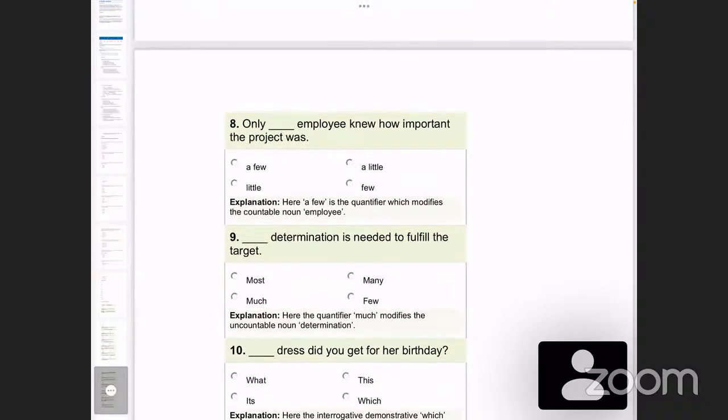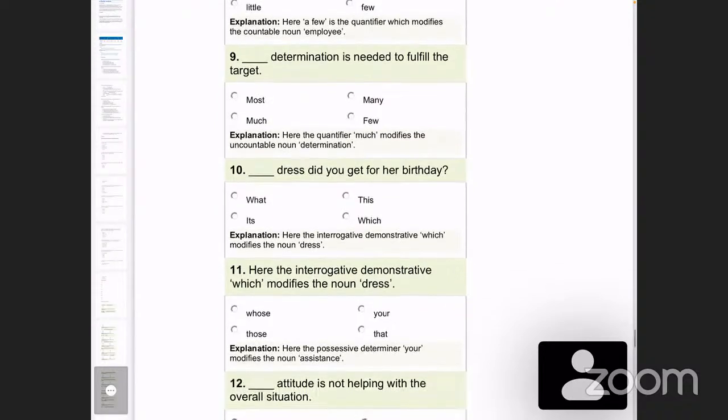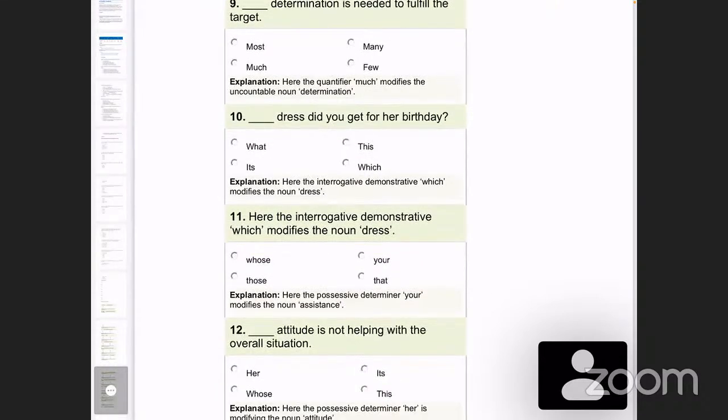Only dash employee knew how important the project was. Only a few employees knew how important the project was. So it is the quantifier. So we have to remember which is the quantifier and which is the determiner. Dash dress did you get for her birthday? So basically here it's a question which is asking you, which dress did you get for her birthday?